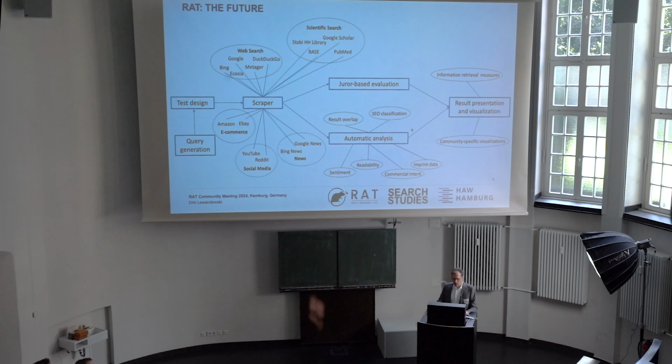The second part where we will extend the software is the automatic analysis. We have lots of things that are already tested out, and we will add that to the system as well. The last part is results presentation and visualization. Here we also have some work already done where we can automatically visualize, for instance, information retrieval measures, but we're also working on other visualizations, making the work for researchers even easier than having to calculate the same stuff over and over again.